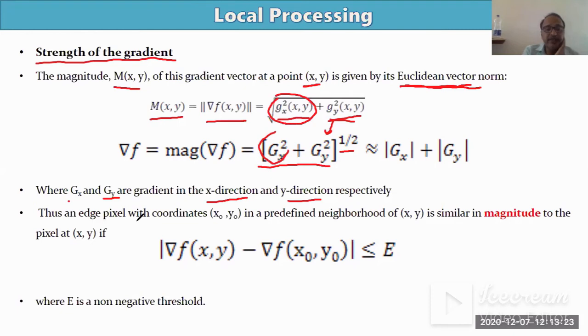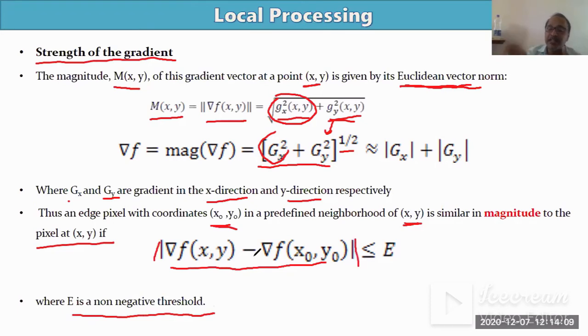Thus an edge pixel with coordinate x0, y0, which is a predefined neighbor of x,y, is similar in magnitude to the pixel at x,y if, so we can consider one of the coordinates, for example x0, y0, and we want to find the neighbor pixel of that, if the magnitude of x,y and the magnitude of x0, y0 differ by less than E. So the difference between these two, the magnitude difference, is less than E. E is nothing but some non-negative threshold. Here we can take the absolute value.